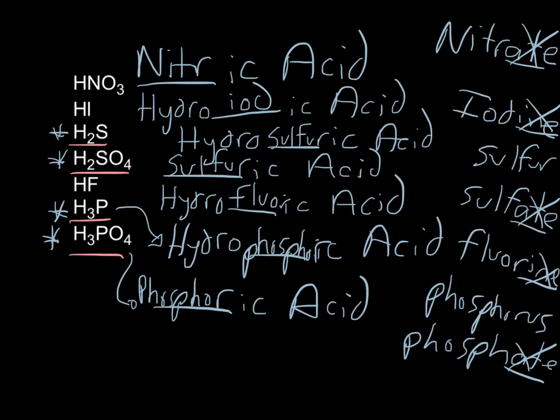So the ones that I just starred are the only ones that have a little bent rule. So make sure you know hydrosulfuric acid is H2S. Sulfuric acid on its own is H2SO4. And then we have hydrophosphoric acid and then just regular phosphoric acid. So now, can we do the reverse? Can we go from the name to the formula? That's what we're going to be doing next.